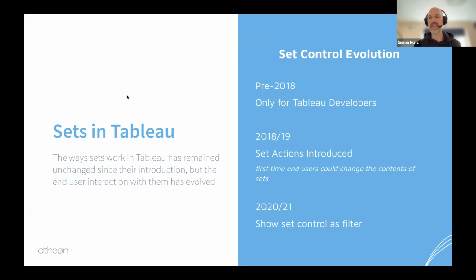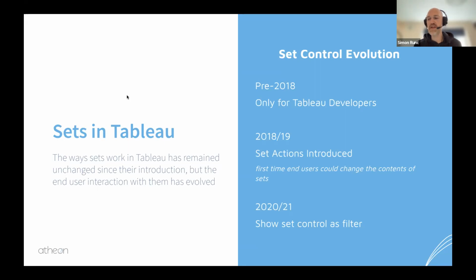So pre-2018, it was only possible to change the contents of a set, what is in and out of that set, in the authoring of a workbook. So it was really only Tableau developers or Tableau Explorer users who'd been trained who could go in and edit the contents of the set. Then in 2018, 2019, set actions were introduced, which for the first time allowed me as an analyst to expose the control of the set to the end user. And this was a great addition.